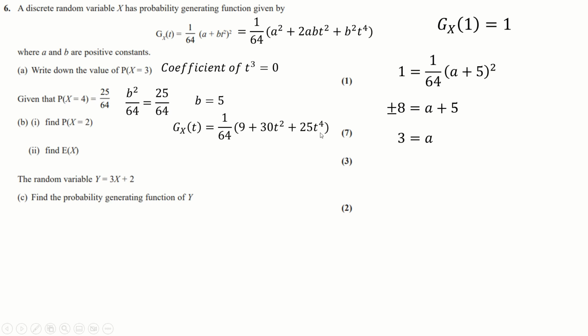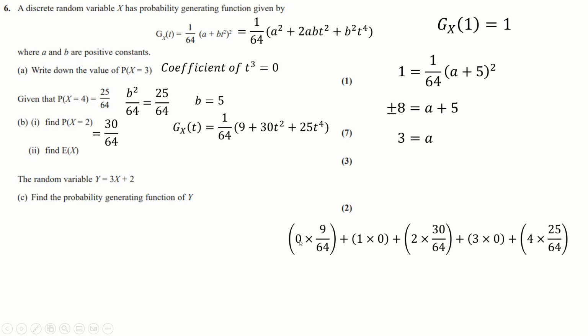So this is our function here, subbing it into there. And P(X = 2) is just the coefficient of t squared, which is 30 over 64. And E(X), now there's a couple of ways of doing this. You could just work out, the initial way I did it was I said, okay, well, you could get a 0. And a 0 has probability 9 over 64 because the probability that X is 0 is the coefficient of t to the 0, which is just the constant.